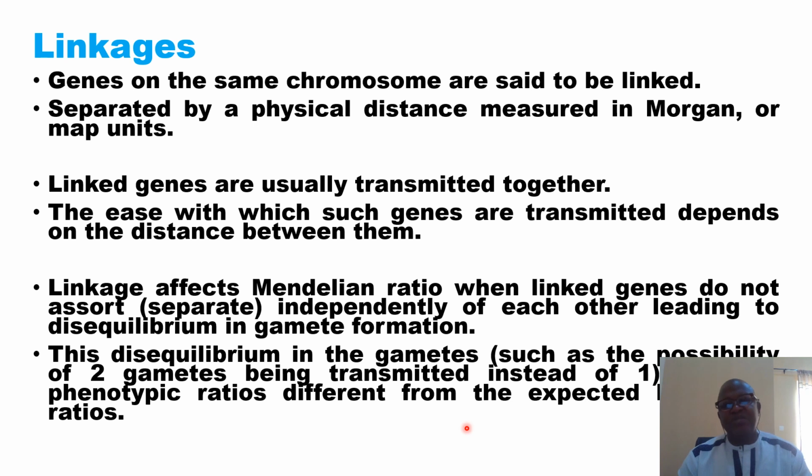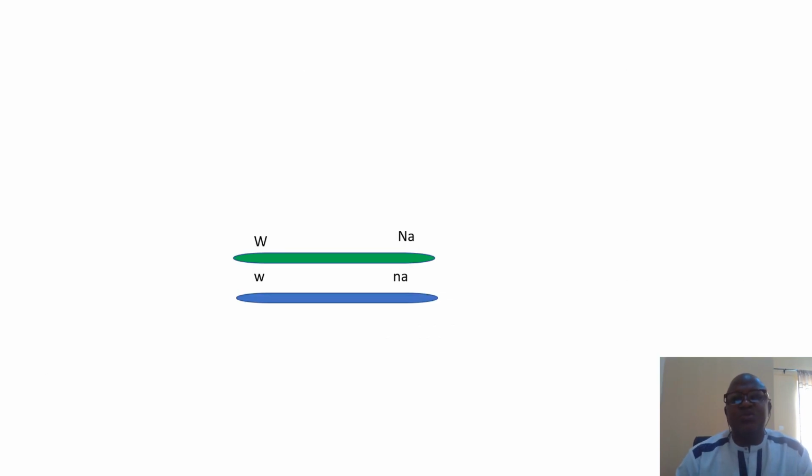So linkage affects Mendelian ratio basically because linked genes do not separate independently of each other during gamete formation, and because of this, it may lead to disequilibrium in the number of gametes formed. It is this disequilibrium in the gametes that leads to phenotypic ratios that are completely different from the Mendelian ratios.